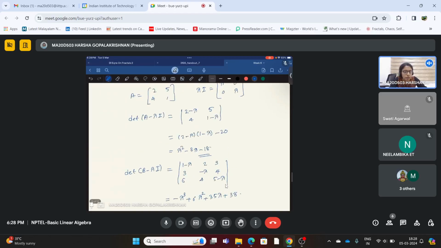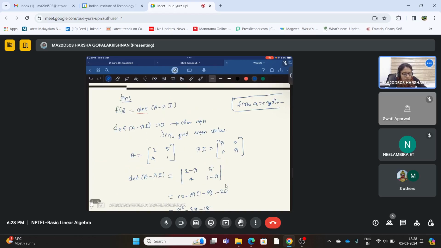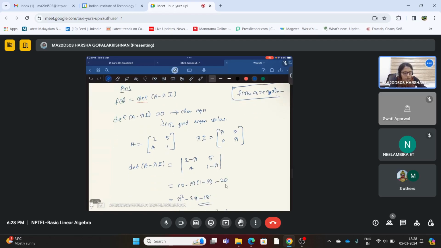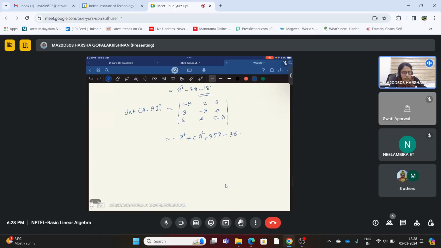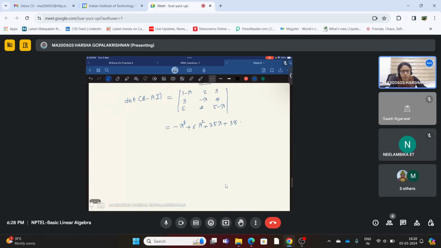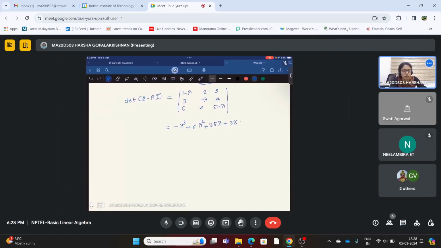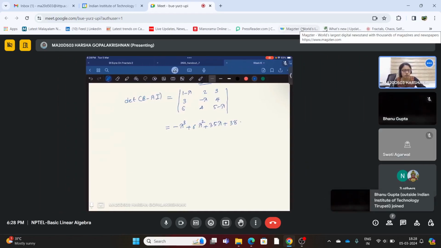This is nothing but just finding the determinant. That is why I am going very quickly. If you have any doubt about how to find the characteristic equation or polynomial, you can ask. Otherwise we can go to some other questions. Is this question okay for everyone? Okay, I hope it is okay for everyone.